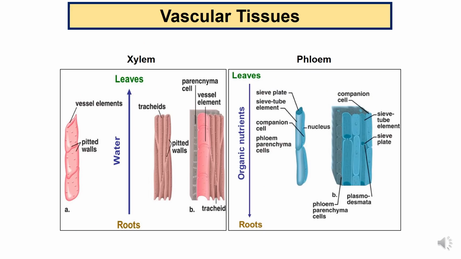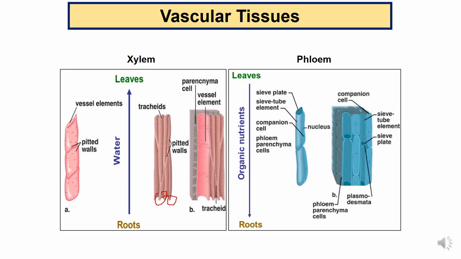The vascular tissue is divided into two, which are the xylem tissues and the phloem tissues. For the xylem tissues, also known as water-conducting cells, there are two types, which are tracheids and vessel elements. The tracheids are long, thin cells with tapered ends. So this is the tapered end.